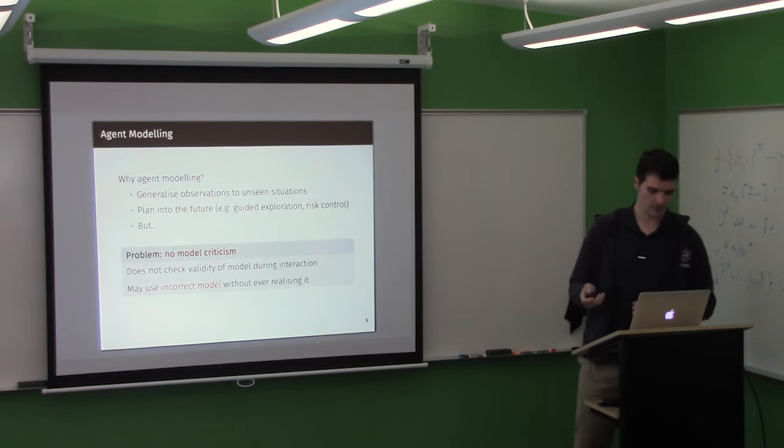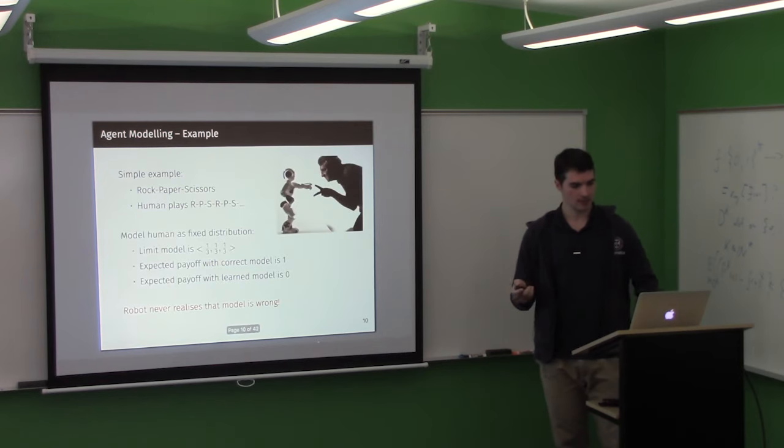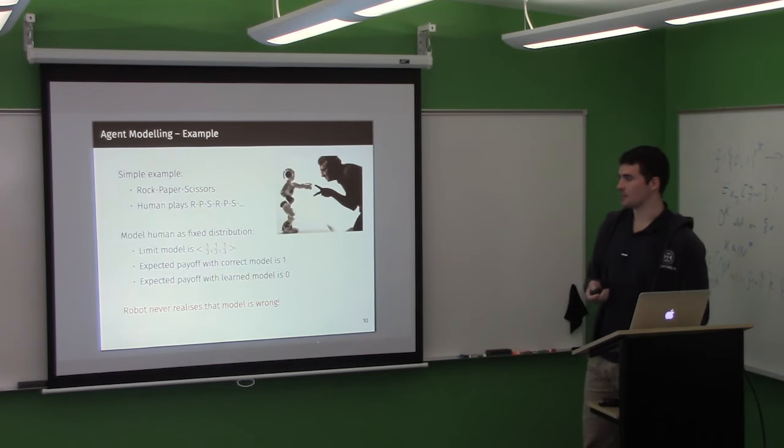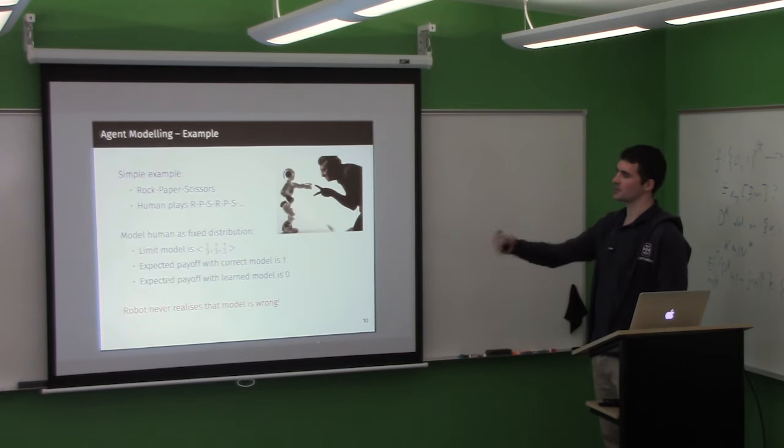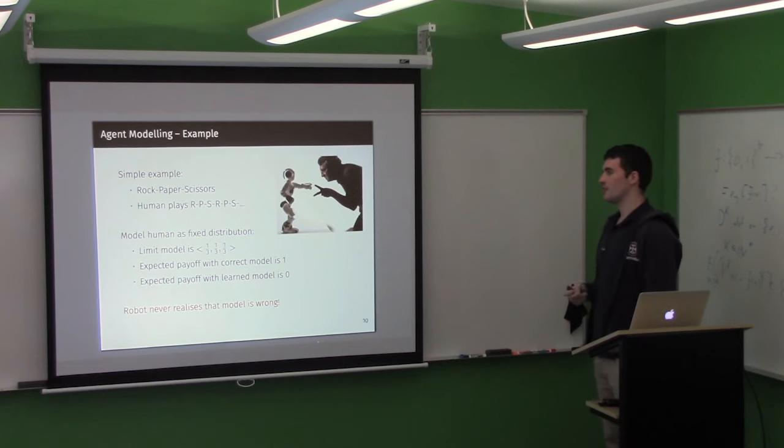And that's an important disadvantage. So here's a very simple example. Let's say a robot plays rock, paper, scissors against a human. I assume standard rules and standard payoffs. And let's say the human plays a very simple sequence of rock, paper, scissors, and so forth. Now, the robot doesn't know how the human behaves, but it can try to learn about the behavior.